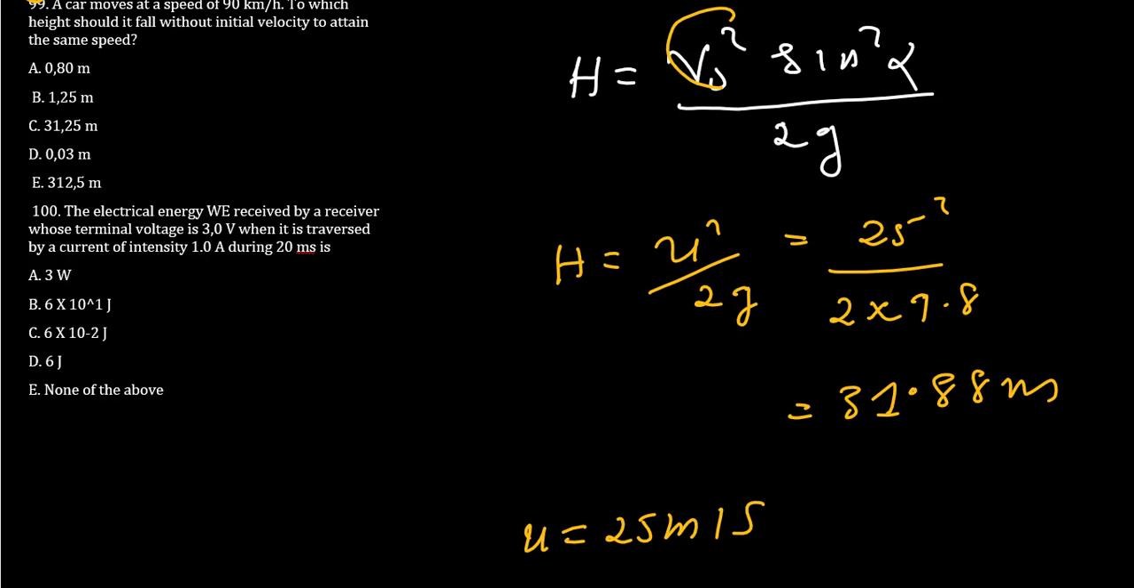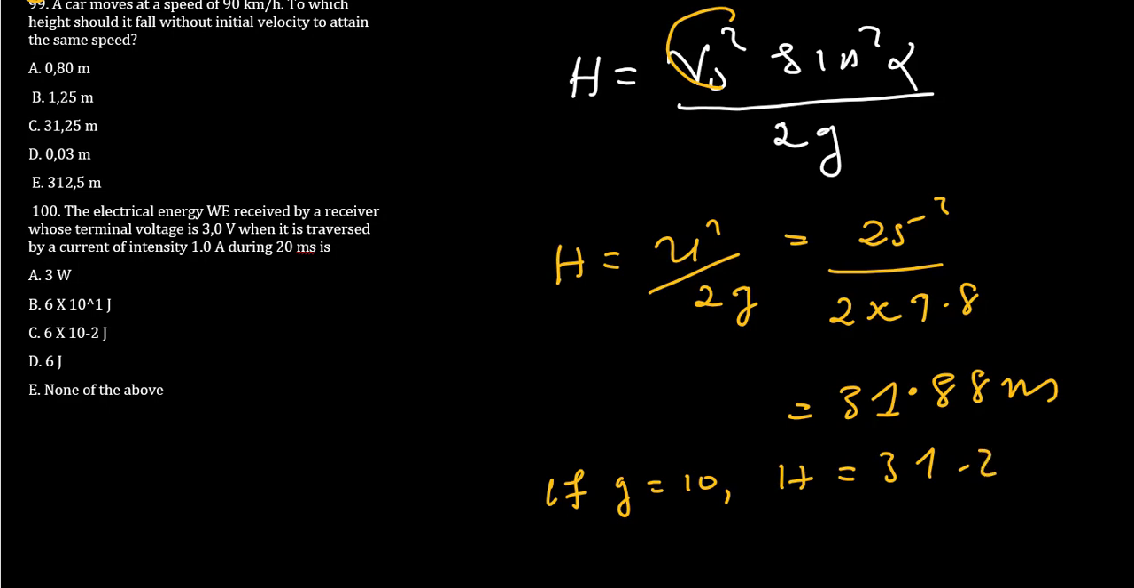Okay, so let's try. I used 9.8. Let's see with 10. So 625 divided by 20 gives 31.25. So if g is 10, the h gives 31.25 meters. So the correct option is option C.